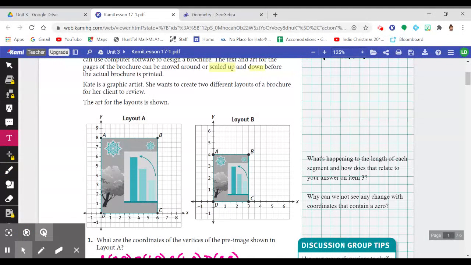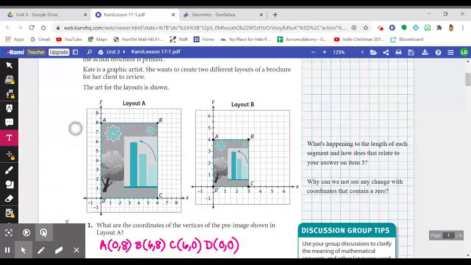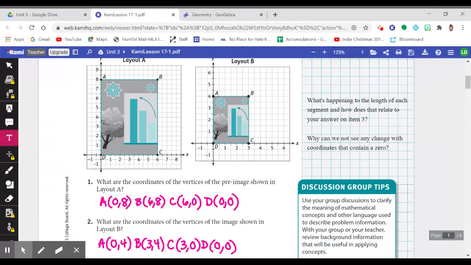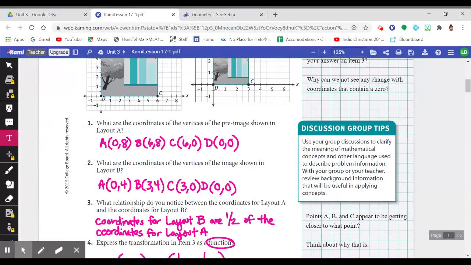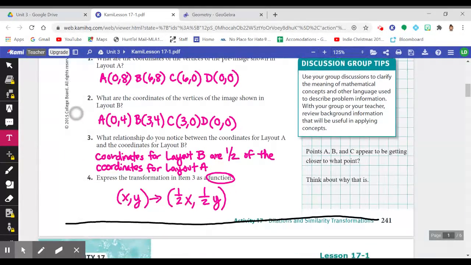Okay, so we have Kate here, who's a graphic artist that wants to create 2 different layouts of a brochure for a client to review. So layout A, we're seeing it's a lot bigger, still the same image or the picture, but layout A is clearly a little bit larger than layout B, or the way you could say it is layout B is smaller than layout A. So question 1, what are the coordinates of the vertices of the pre-image? And I went ahead and labeled which points are which. A was at (0, 8), B was at (6, 8), C was at (6, 0), and D was at (0, 0).